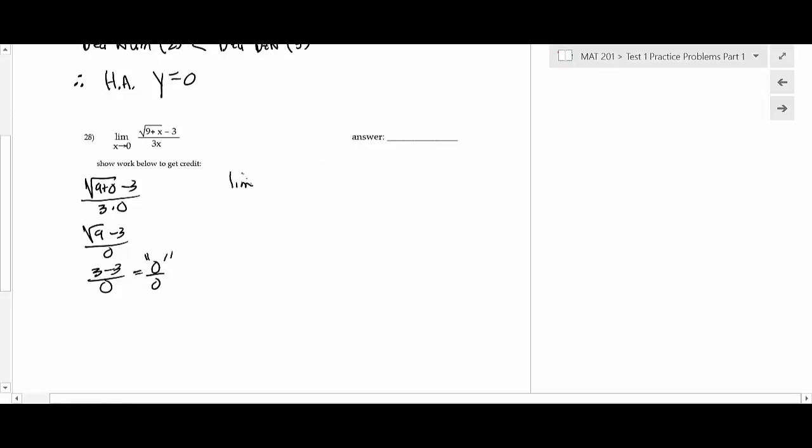And we've talked about how to work with conjugates. So what we're going to do on this particular function is try to get rid of that radical in the numerator. We're going to accomplish that by multiplying the numerator by the conjugate, the square root of 9 plus x plus 3, over the square root of 9 plus x plus 3, like that. So we're going to multiply that out.